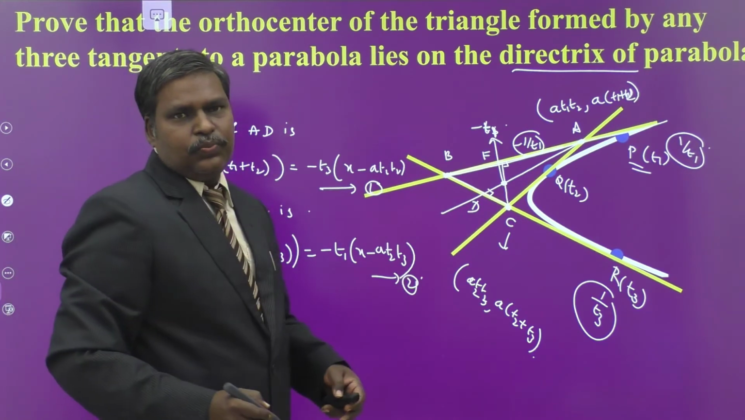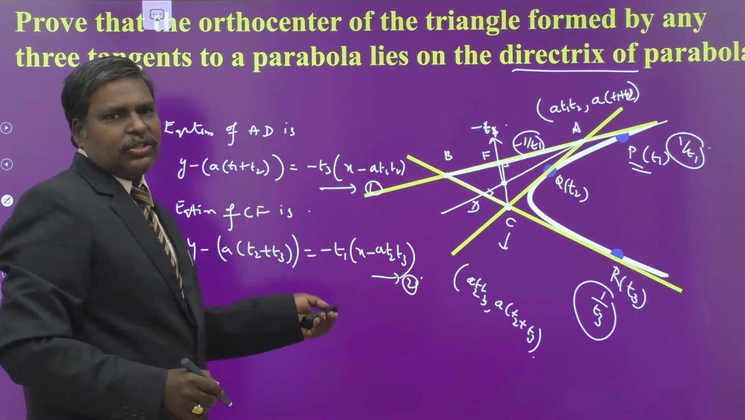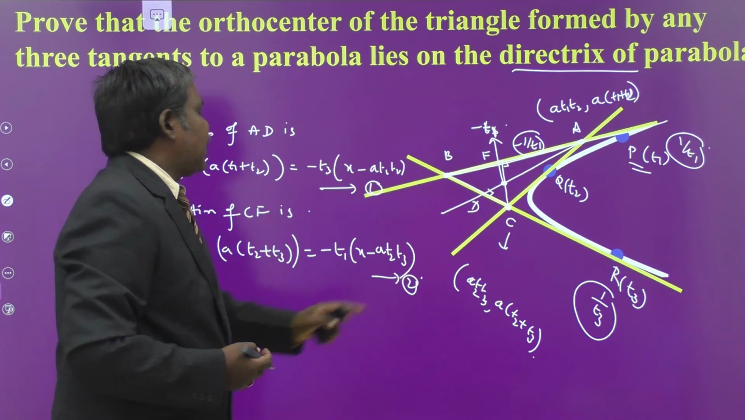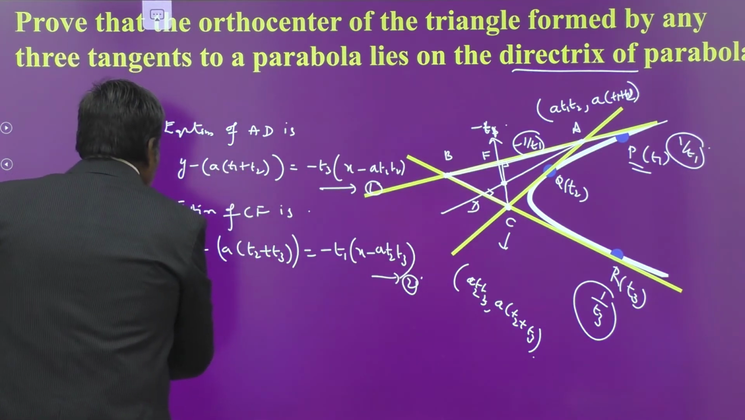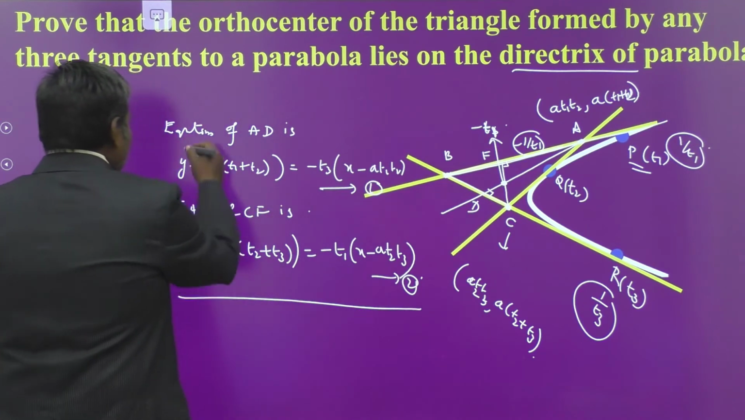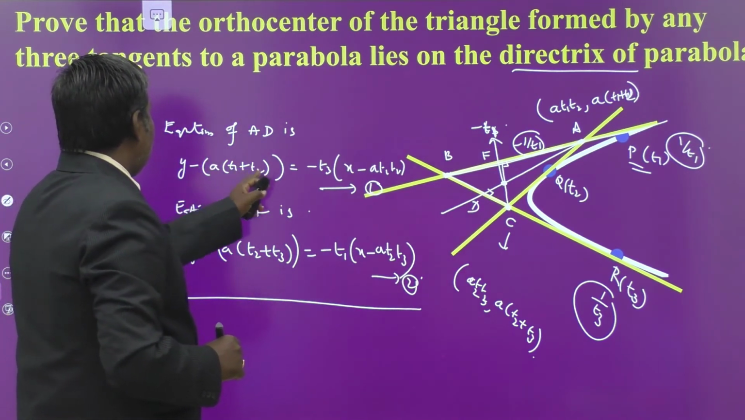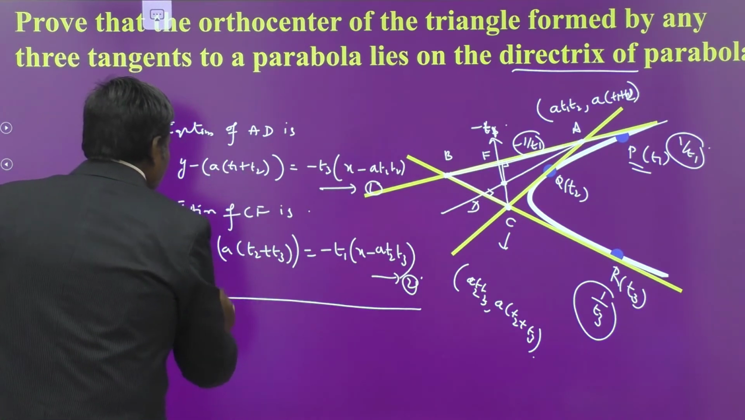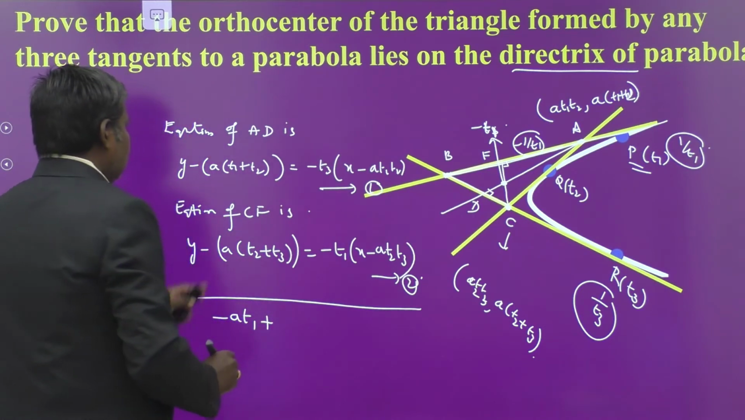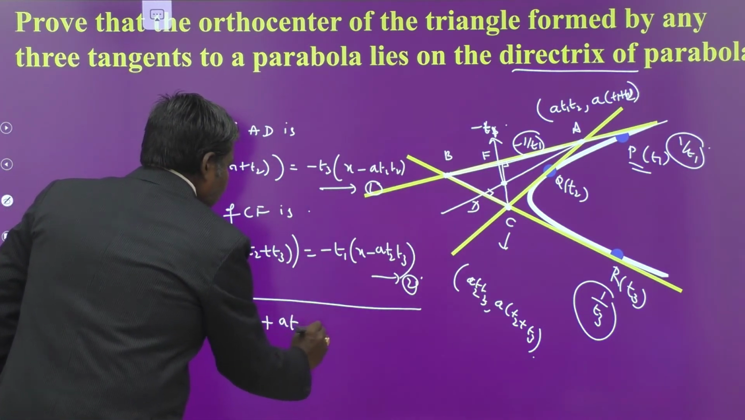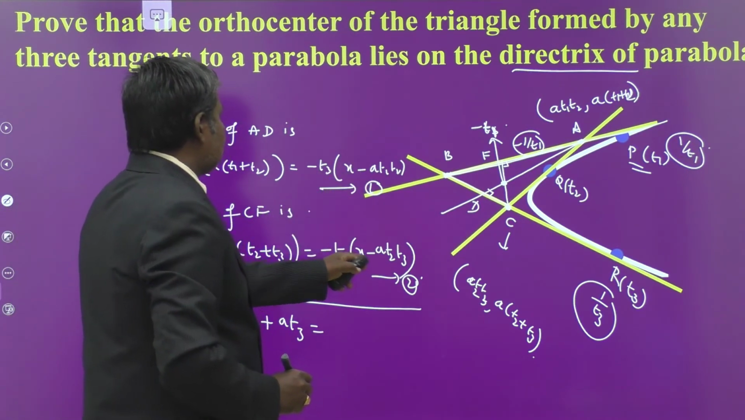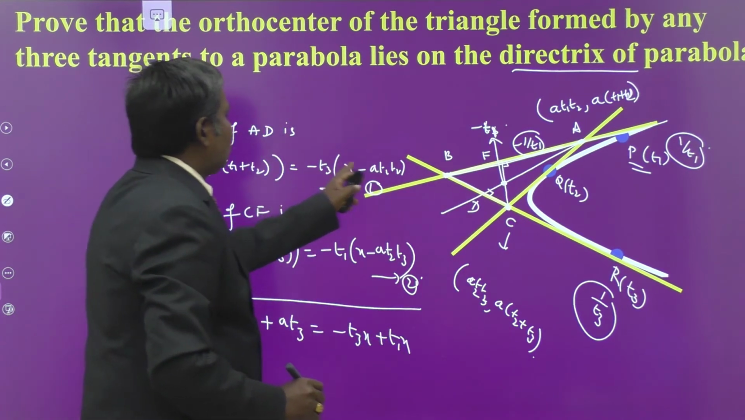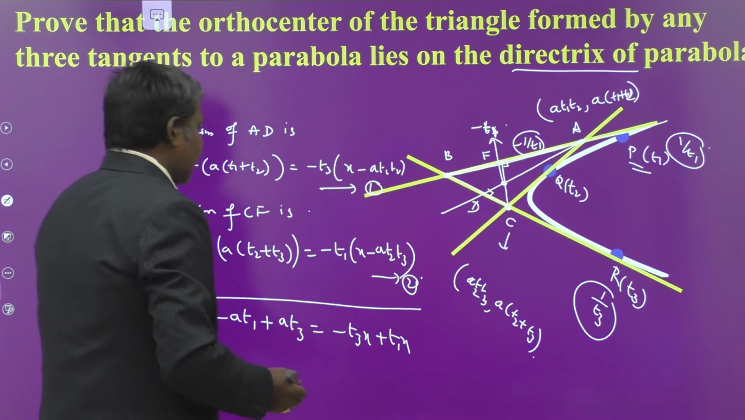By solving these two altitudes, we obtain the orthocenter. We have to show that this orthocenter lies on the directrix of the parabola. For that, I am going to subtract one from another. What do we get? Y gets cancelled, and minus A T2 and minus A T2 get cancelled. What do we obtain? Minus A T1 plus A T3 equals minus T3 x plus T1 x. The A T1 T2 T3 terms get cancelled.